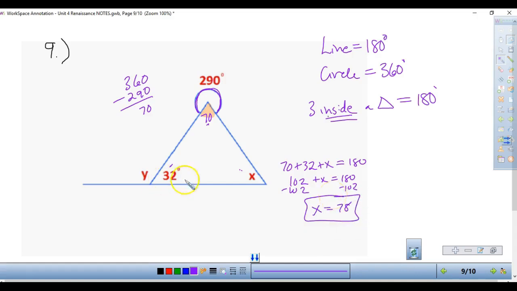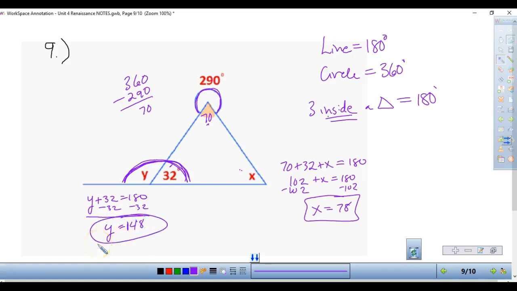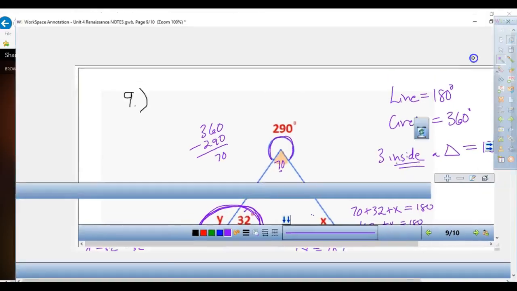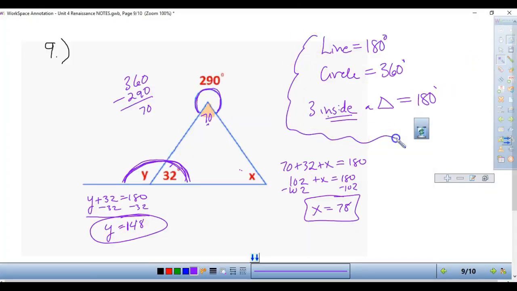Now if they wanted me to find y, I would use the line rule because y and 32 form a straight line here. So I know that y plus 32 has to equal 180. So if I solve that, I would end up with y equals 148. So you use the line, the circle, and the triangle rule to help you solve the little pieces until you get what you need.